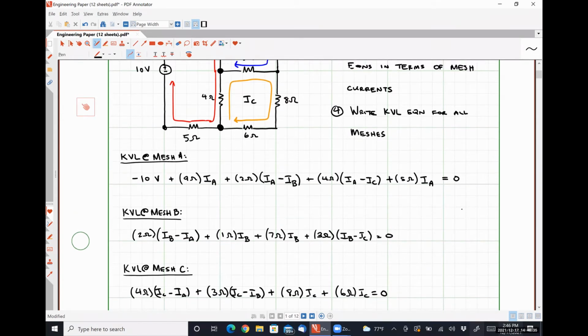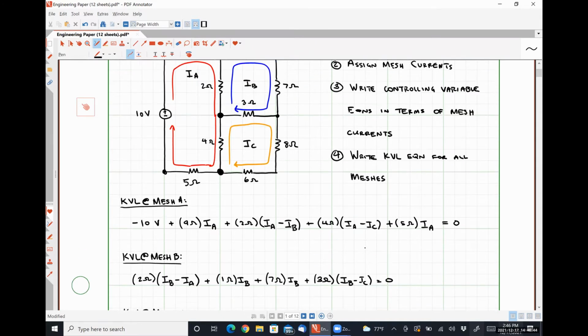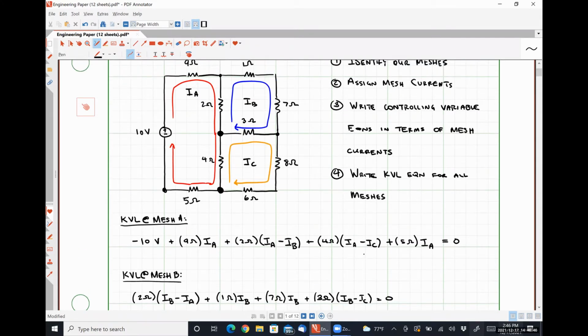For the 6 ohm resistor, it will just be IC. Henry asked a good question here, so let's take a moment to think about that. Whenever we have a component on the perimeter of the circuit, it's always going to carry only one mesh current. Only when it's on the inside of the circuit will it have something opposing it. Since that 6 ohm resistor is on the outside edge, it can't see anything flowing against it, so it should just be IC.